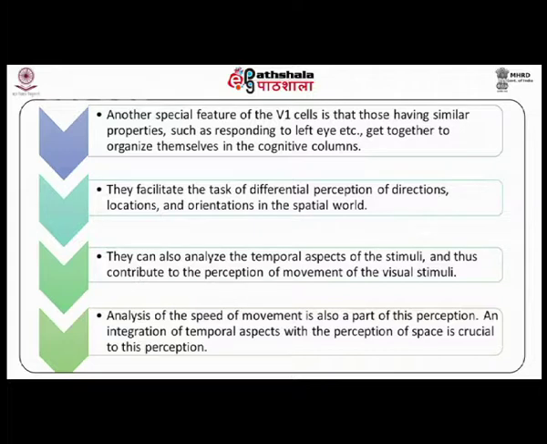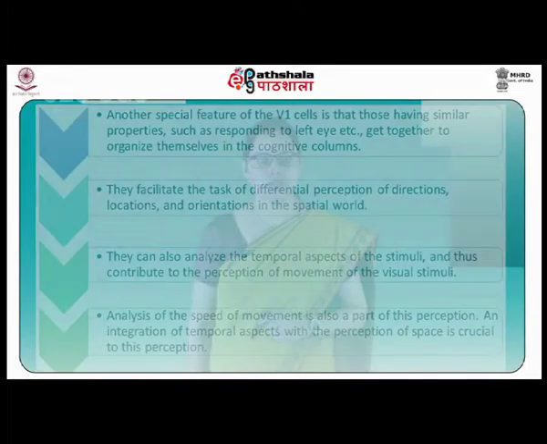They can also analyze the temporal aspects of the stimuli and thus contribute to the perception of movement of the visual stimuli. Analysis of speed of movement is also a part of this perception. An integration of temporal aspects with the perception of space is crucial to this perception.